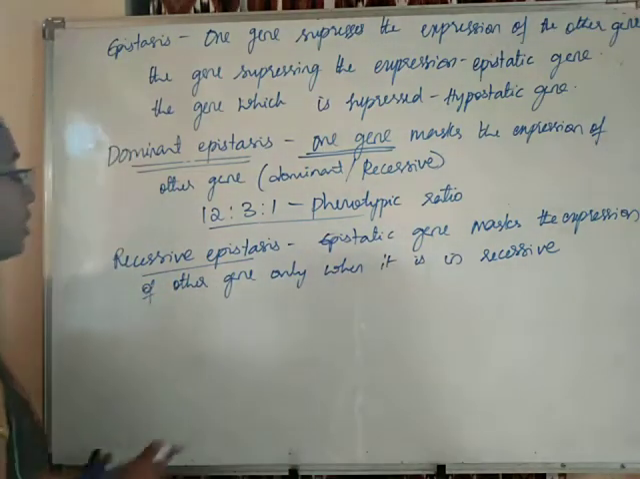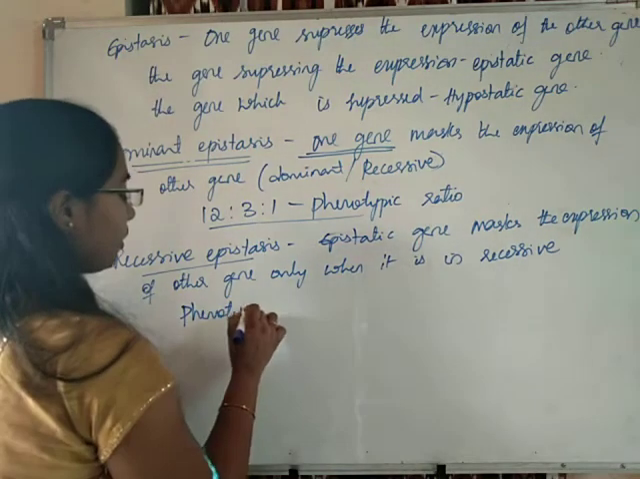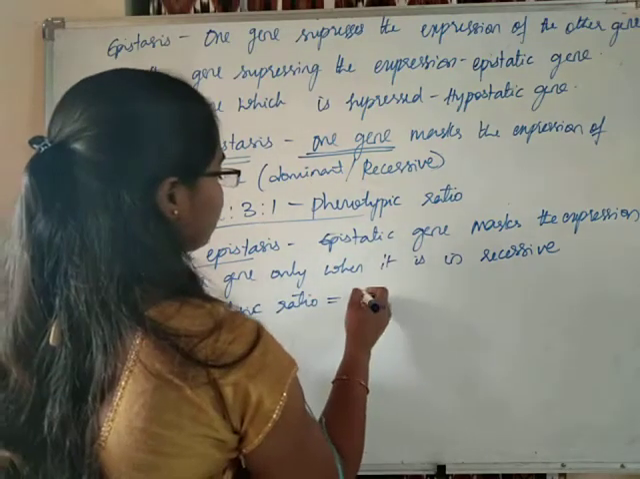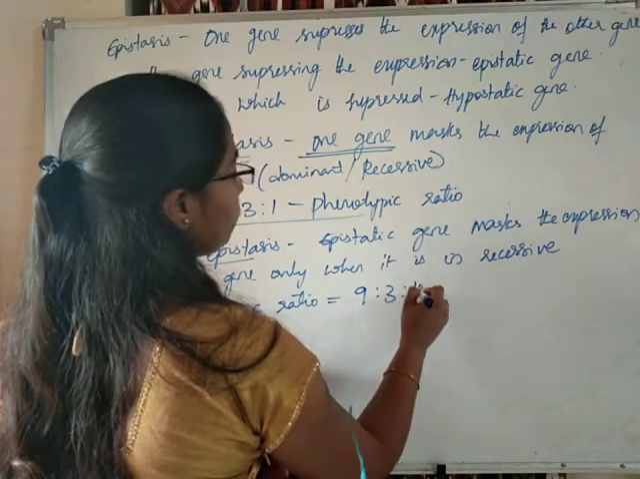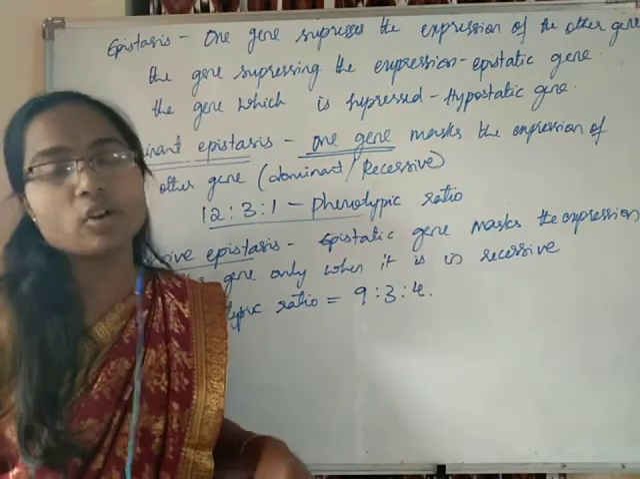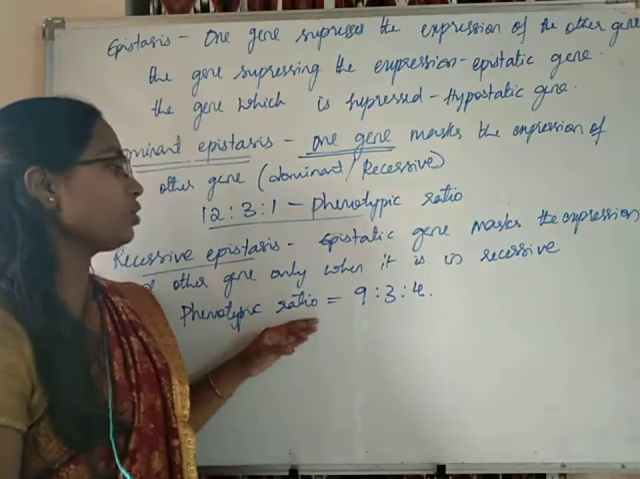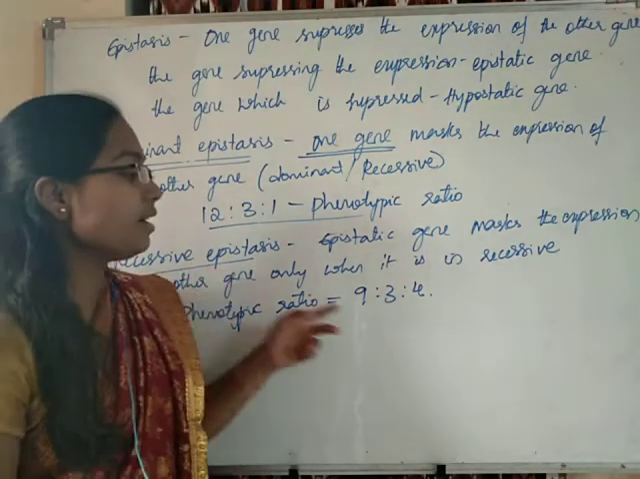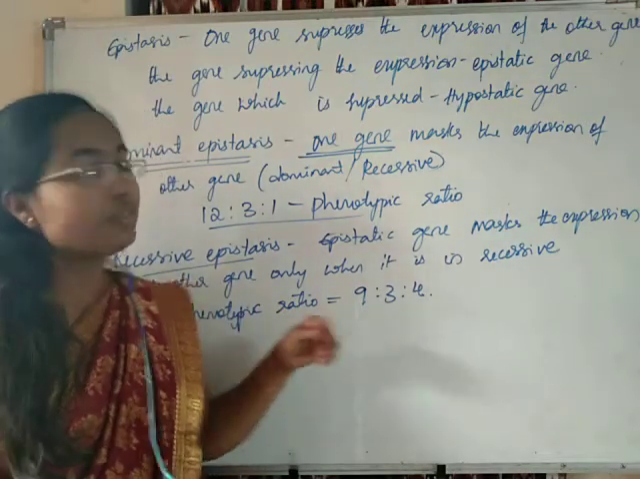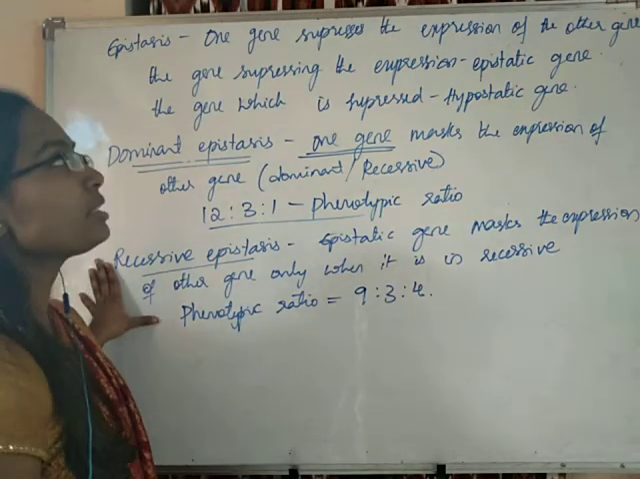So, the phenotypic ratio in recessive epistasis will be 9:3:4. Okay, the same as that of supplementary gene interaction, but whatever the conditions are happening here are different, but the ratio is the same. Phenotypic ratio in case of recessive epistasis is 9:3:4. This is all about epistasis, students.